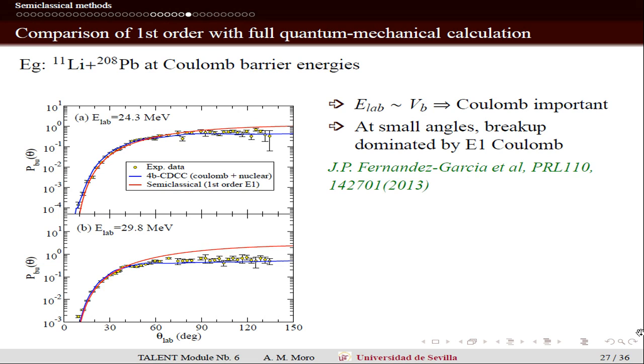So the red line does not agree with the data in this region, but this is something that we expect, because we know that at larger scattering angles, this first order approximation is not valid, and we have other kinds of effects.